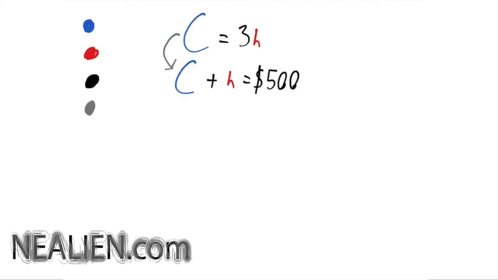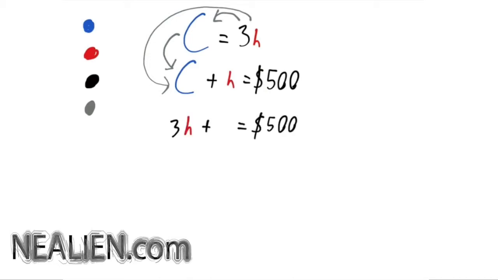We've got capital C in both equations. We know that 3H is equal to capital C, so therefore we can put the 3H in the place of the capital C in the other equation. And then we're using all the information in the problem. So we've got 3H plus H is equal to $500. Combine like terms, you get 4H is equal to $500.